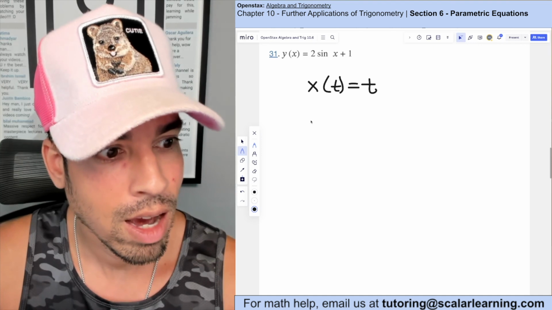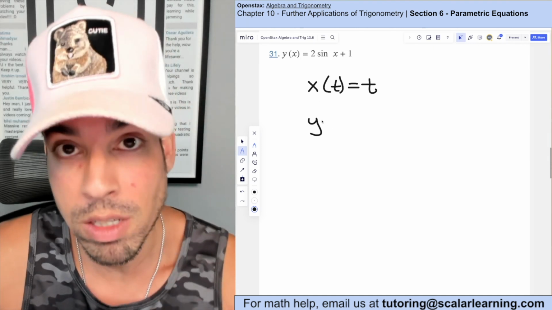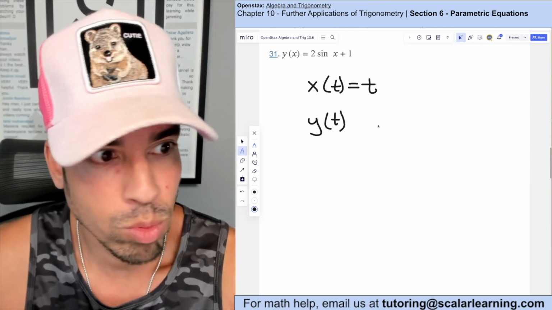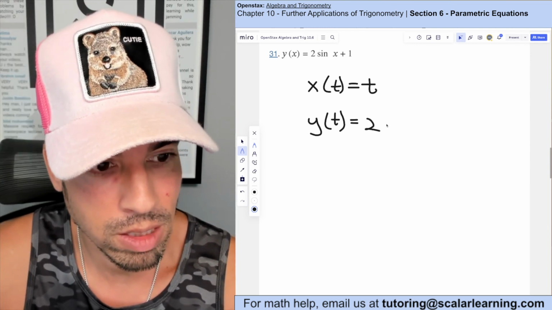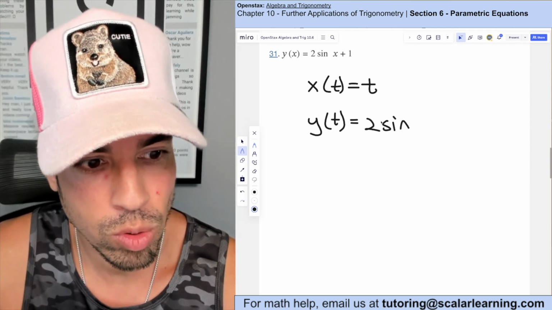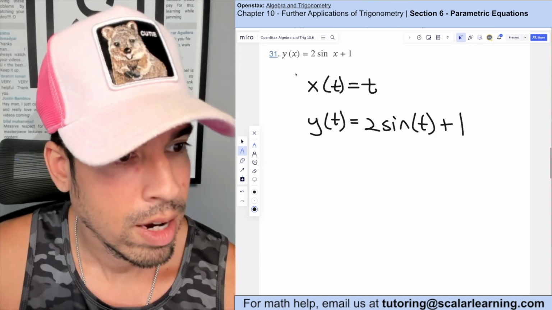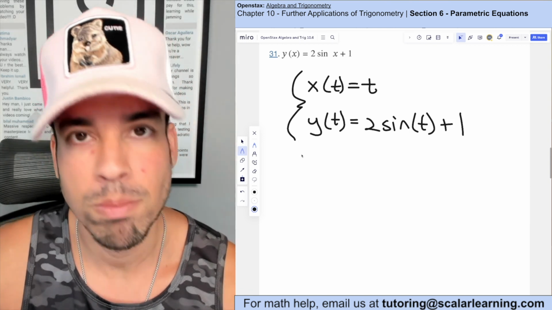And then I take this equation, it was a function of x, now we're going to make it a function of t, but since x essentially equals t, look how nice this is. I just basically say, hey, it's the same as 2 sine of, replace x with t, plus 1. And this would be the system, boom, done.